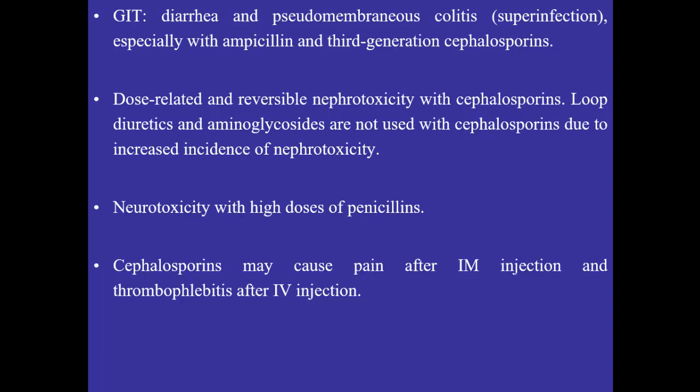Neurotoxicity with high-dose penicillin. High-dose penicillin causes irritation of the CNS, maybe due to decreased GABA in the CNS, and this may cause an epileptic attack in a patient with epilepsy. This neurotoxicity increases with very high doses of penicillin, and if I give penicillin intrathecally in a patient with meningitis, I should take care with patients that suffer from epilepsy.